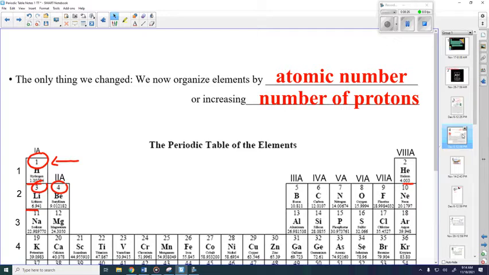Mr. P, why do we arrange it by atomic number? Like, why is that better? Great question. We'll talk about that more.